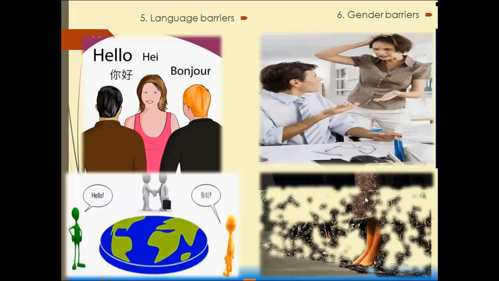Gender barriers, females and males. Differences between females and males. Some females look at something differently, or women and men sometimes think differently.